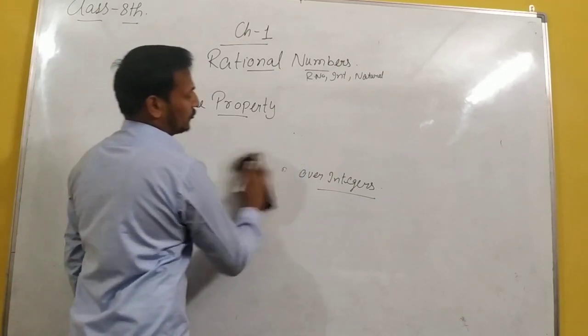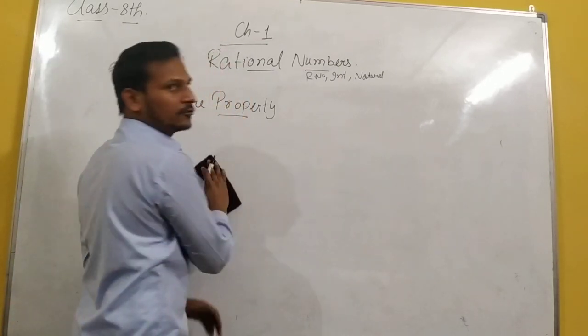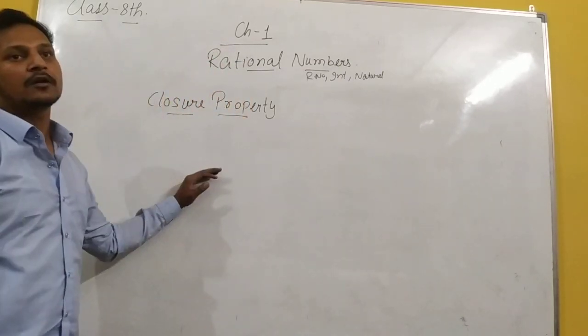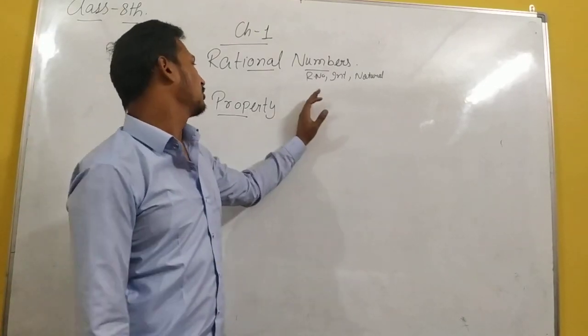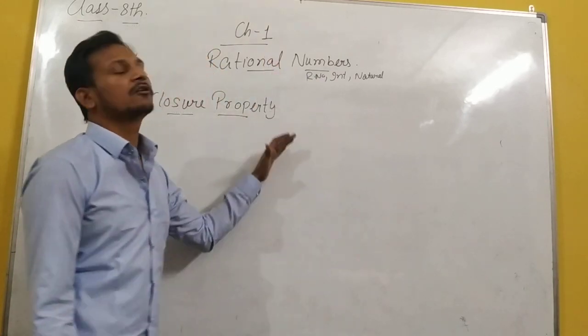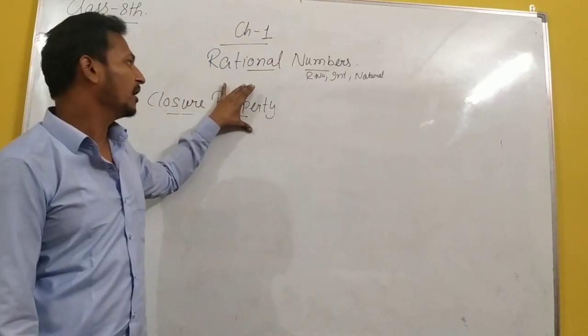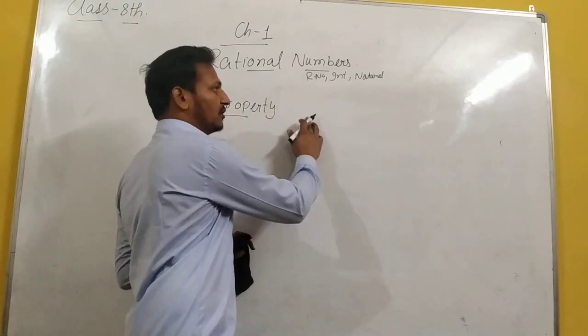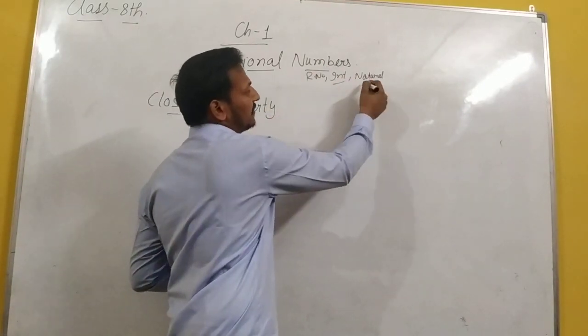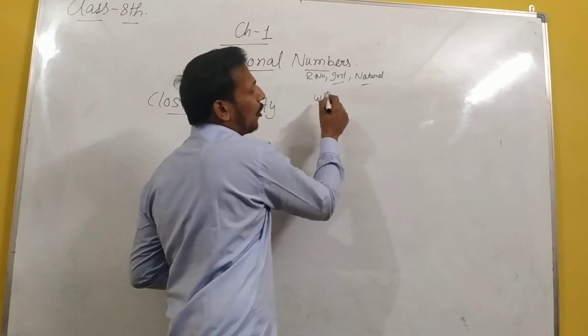Okay. So the last thing for today, we were going to do closure property over, okay, leave it. We will do closure property for rational numbers in our next video. But for today, you have to check closure property over integers, natural numbers and whole numbers.